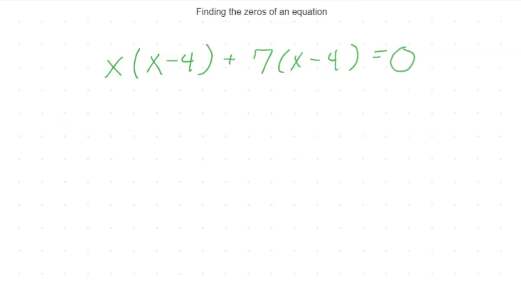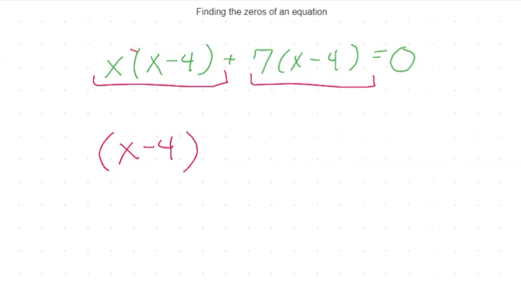And then the last case that we're going to look at is when we have something like this: x times x minus 4 plus 7 times x minus 4 equals 0. We're going to factor in this case too, and we're going to look at what these terms have in common. I'm talking about terms, like this is one piece and this is one piece. Well, what do those two things have in common? They have this x minus 4 in common. So I'm going to take out the x minus 4. And what does that leave in each piece? That leaves an x and that leaves a 7.